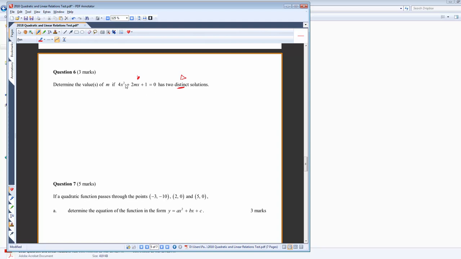Remember, it needs to be in ax squared plus bx plus c form, of which that is. So let's write down the a value, which is 4, the b value, which is 2m, and the c value, which is 1. Okay, so the discriminant is b squared, take 4ac. And what we want to know is when the discriminant is less than 0.